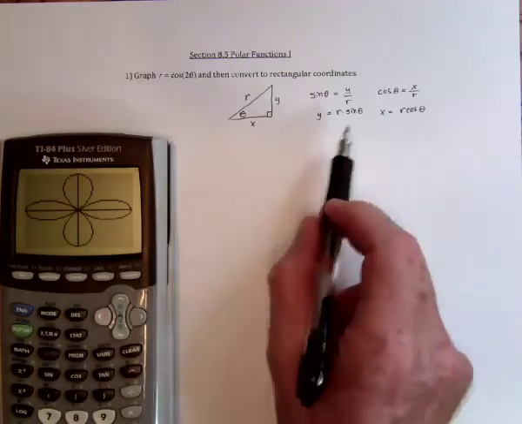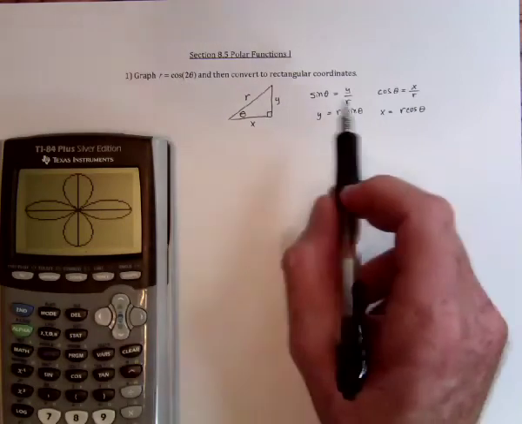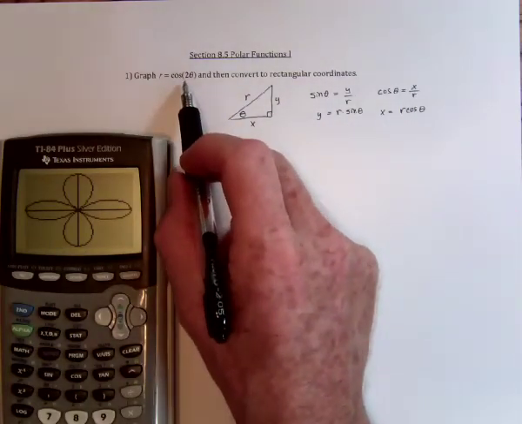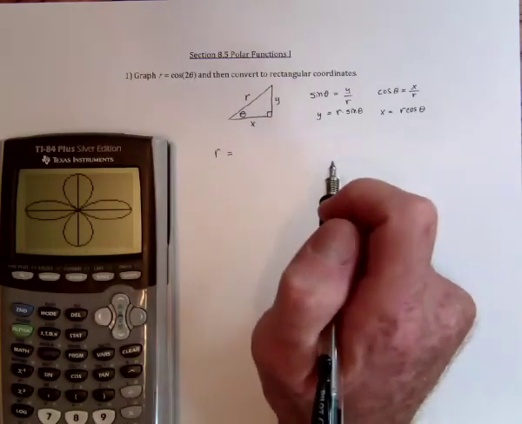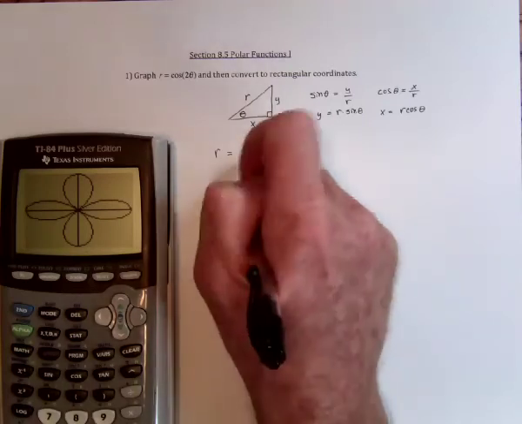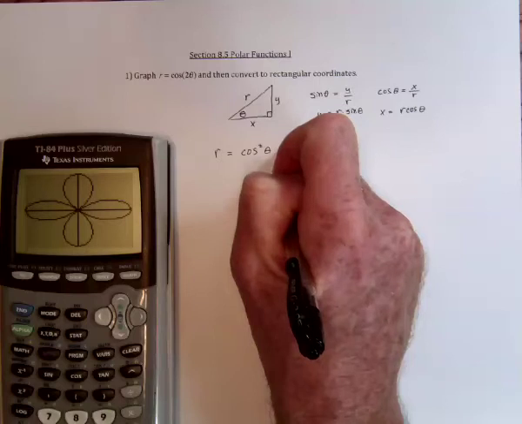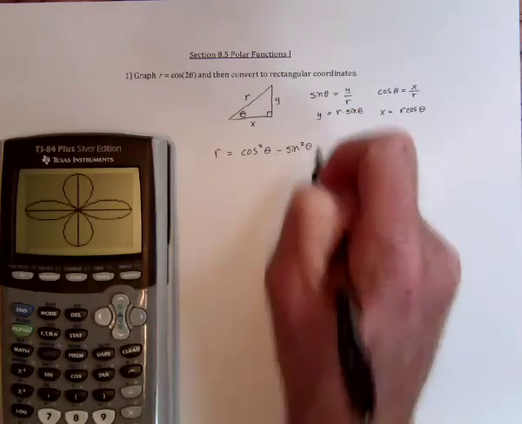And so with this one, it's got a 2 theta, but both of these have just theta. So we need an identity that is going to get rid of the 2 theta. So we can have r equals, and then an identity for cosine of 2 theta is cosine squared of theta minus sine squared of theta.